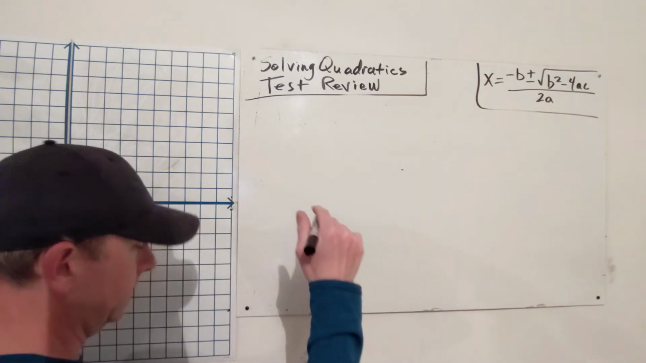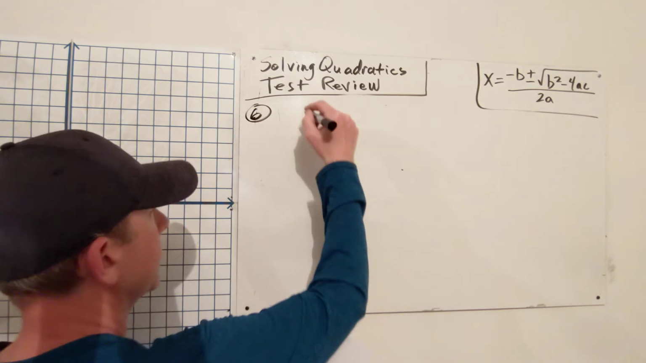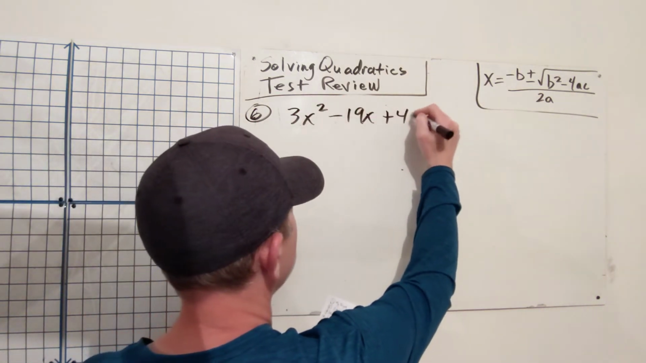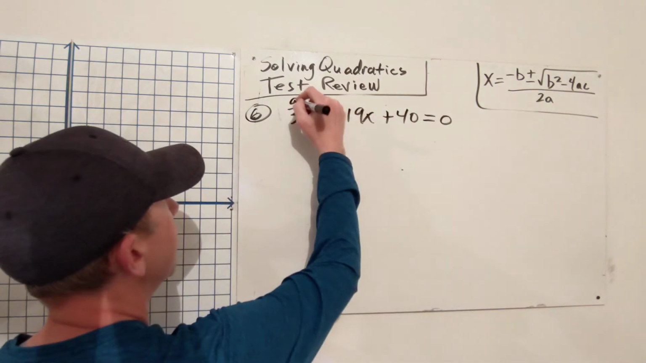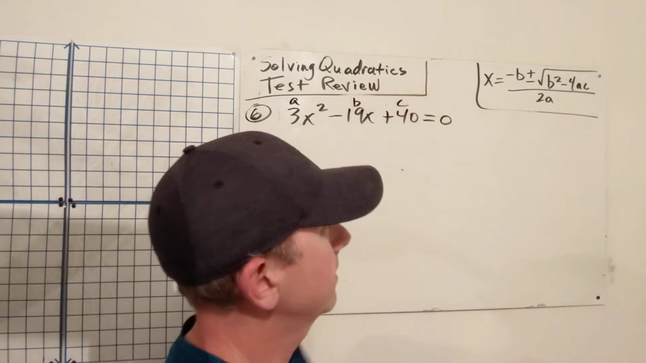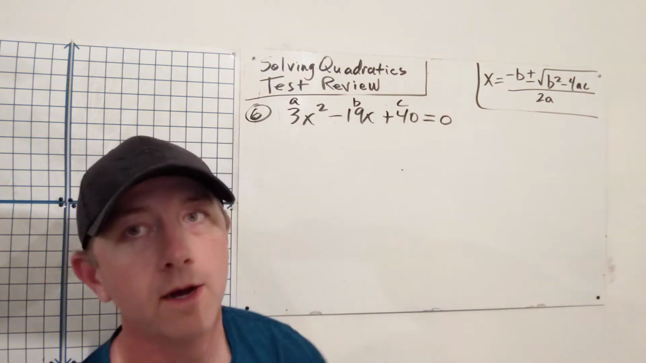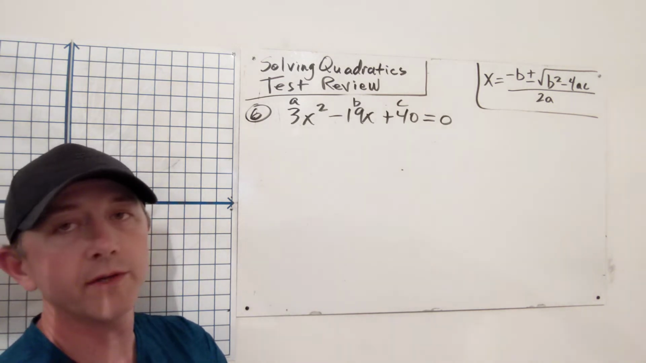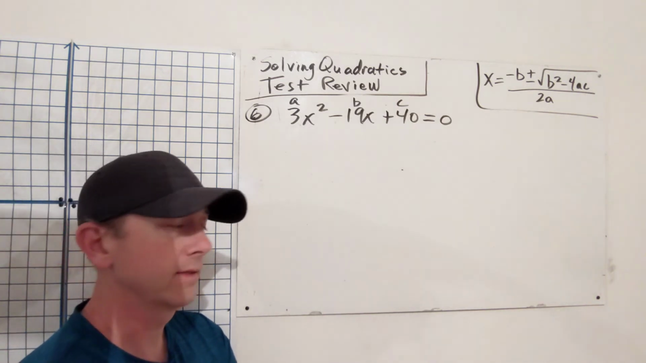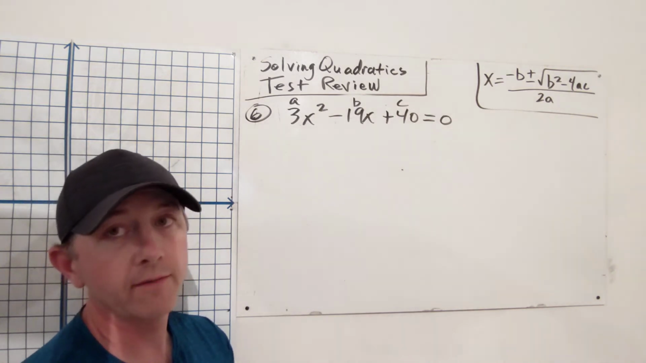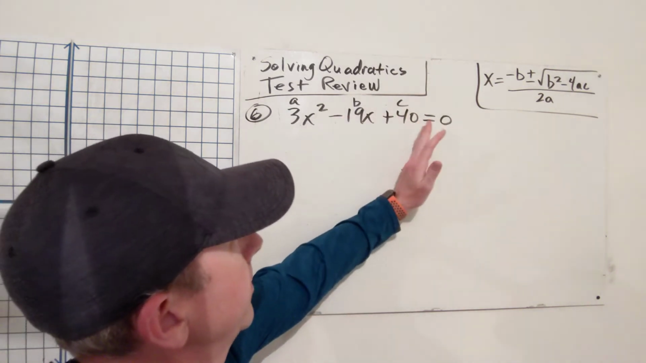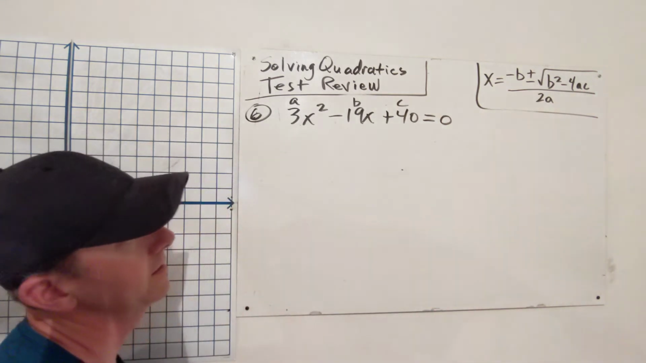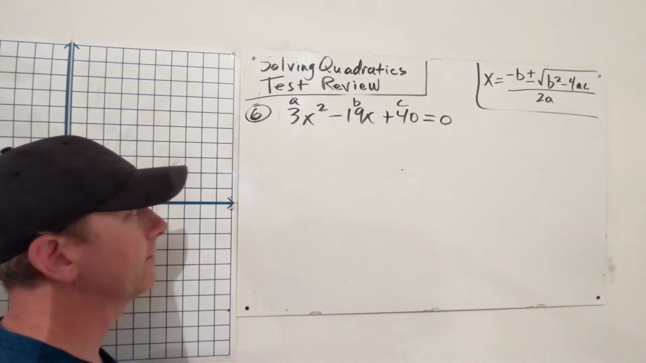Number 6. Number 6 is a quadratic formula question. 3x squared minus 19x plus 40 equals 0. All right, so we need to know what A, B, and C are. And I've had this looming up here in the top right corner. That is the quadratic formula. This will work on solving anything that is a quadratic, hence the quadratic formula. However, we have to know what A, B, and C are. So I've already labeled them here. We're going to plug them in. It's basically substitution. And then we've got to see, is it going to work? We've got to be careful with simplifying.